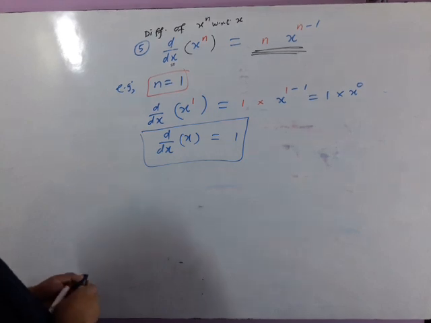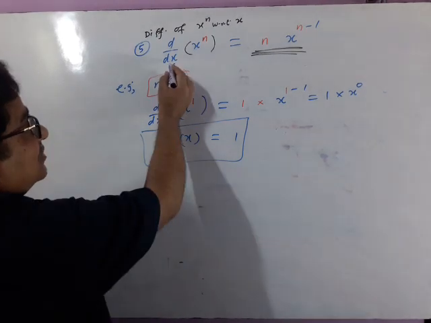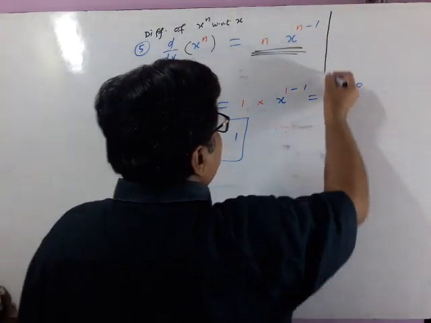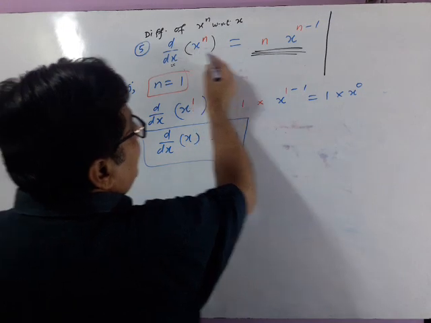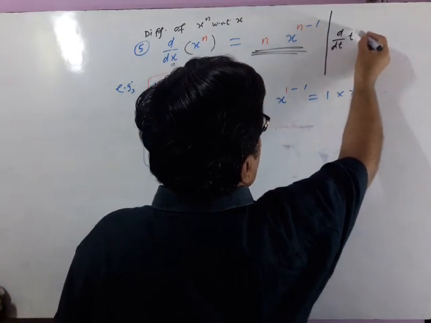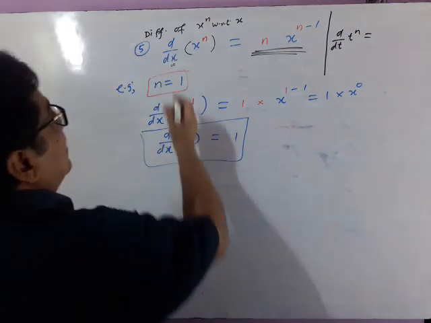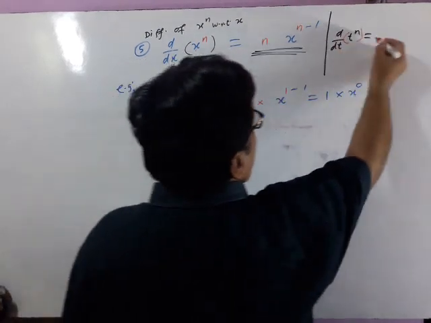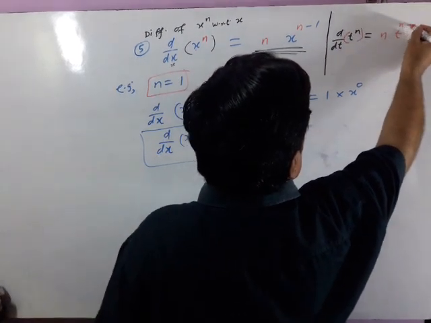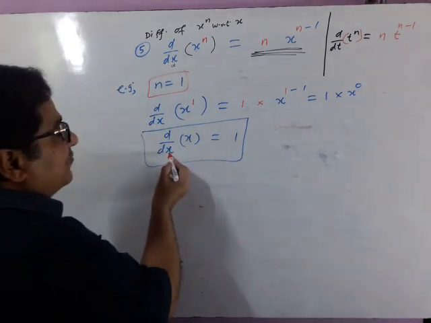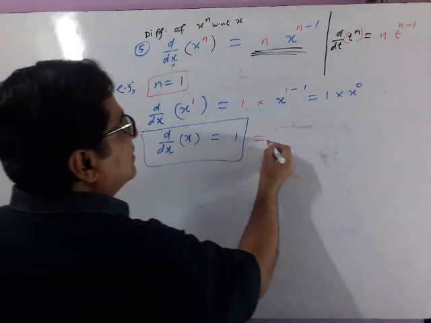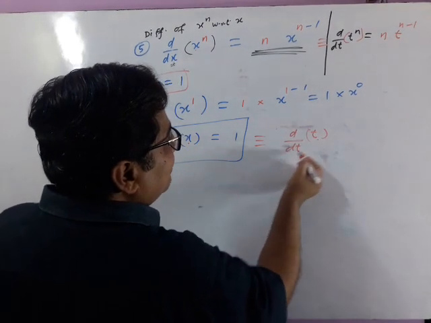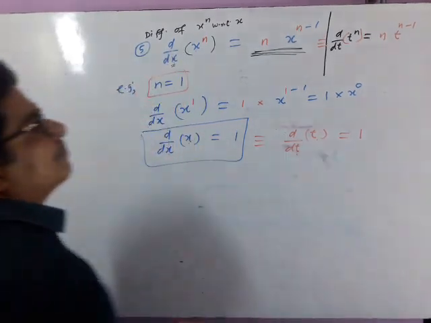Once it is valid for the variable x, it is valid for other variables also. What is the meaning? If this formula is correct, then you can say dy/dt of t raised to the power n. Focus. x was the variable, now t is the variable. So in the same way we will say n t raised to the power n minus 1. Like this, differentiation of x with respect to x is 1. Similarly, differentiation of t with respect to t is also 1.